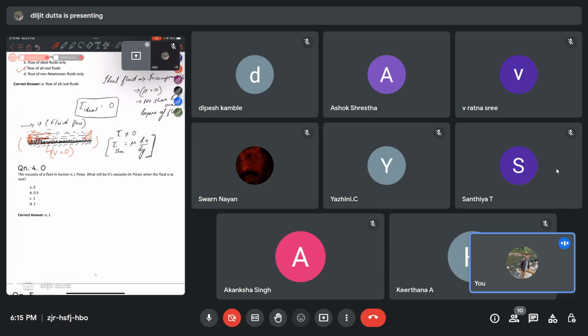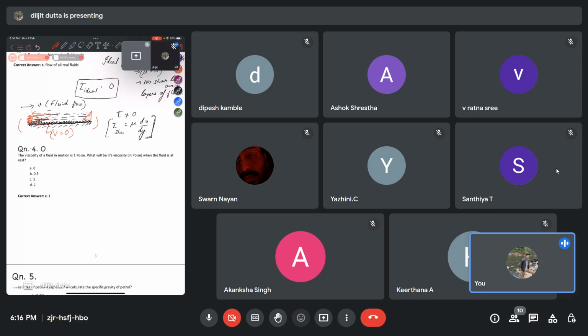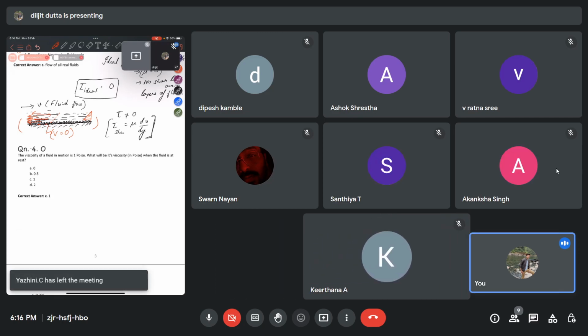Now, coming to the next question, which is based on the viscosity of a fluid. The viscosity of a fluid in motion is 1 poise. What will be its viscosity when the fluid is at rest? Viscosity is a property of the fluid, and the viscosity of a static fluid or a fluid in motion is the same. An intrinsic property of the fluid can never change. Whether a fluid is in motion or at rest doesn't matter. The viscosity will be 1 poise either way.